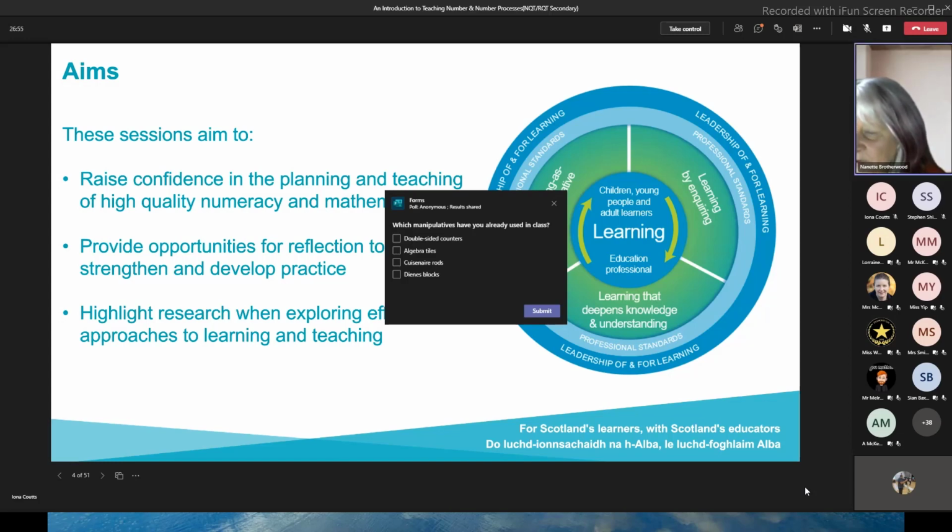Great, so it looks like the most popular one so far is Algebra Tiles. That's good to see that quite a lot of you have had opportunity to work with some. Okay, thanks for that. Moving on to the aims.